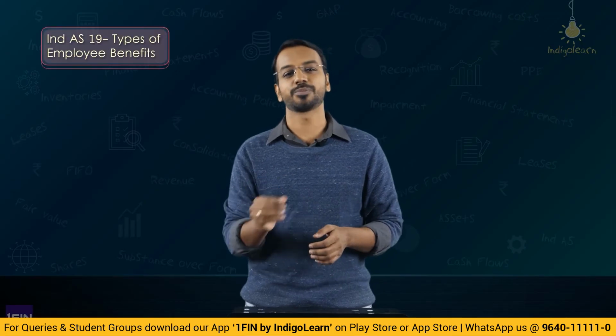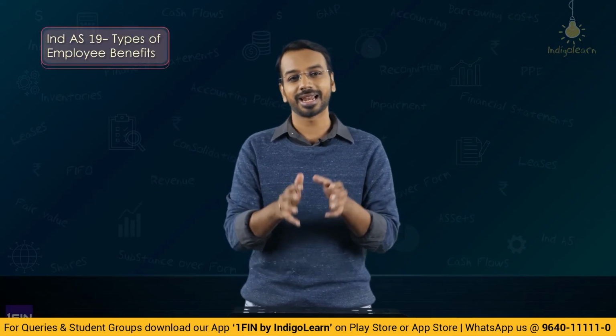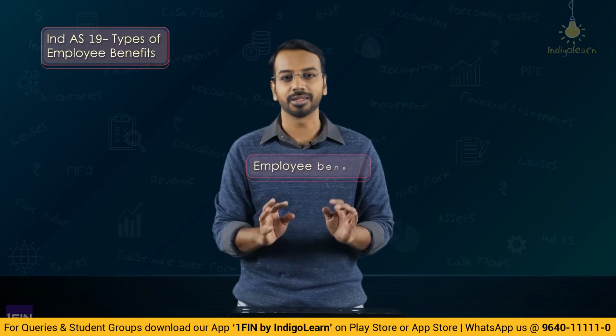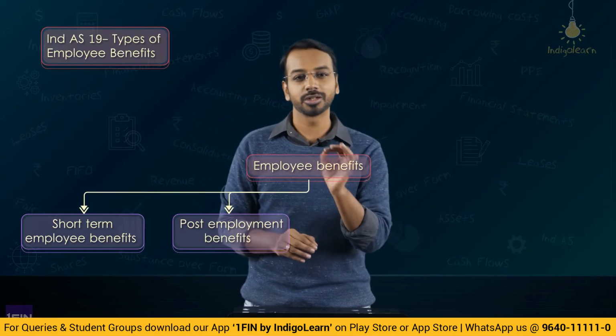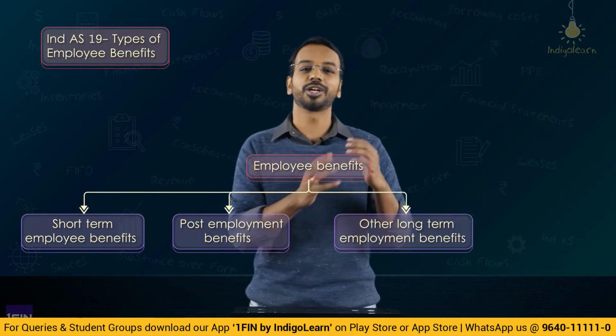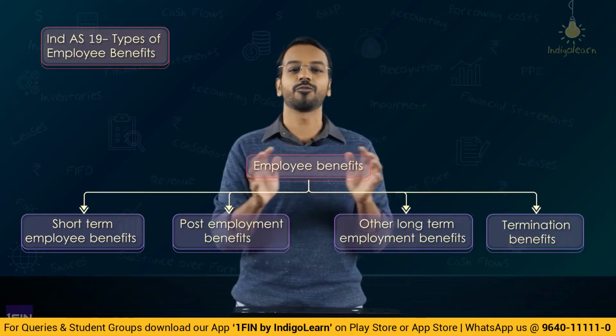Let us now understand types of employee benefits as per Ind AS 19. Ind AS 19 classifies employee benefits into 4 categories: short-term employee benefits, post-employment benefits, other long-term employee benefits, and termination benefits. These are the 4 categories.